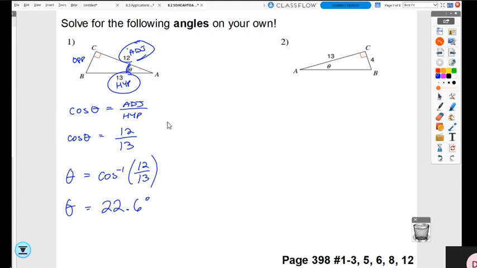Yeah. And lastly here, opposite, hypotenuse, adjacent. O and A, that's tan.